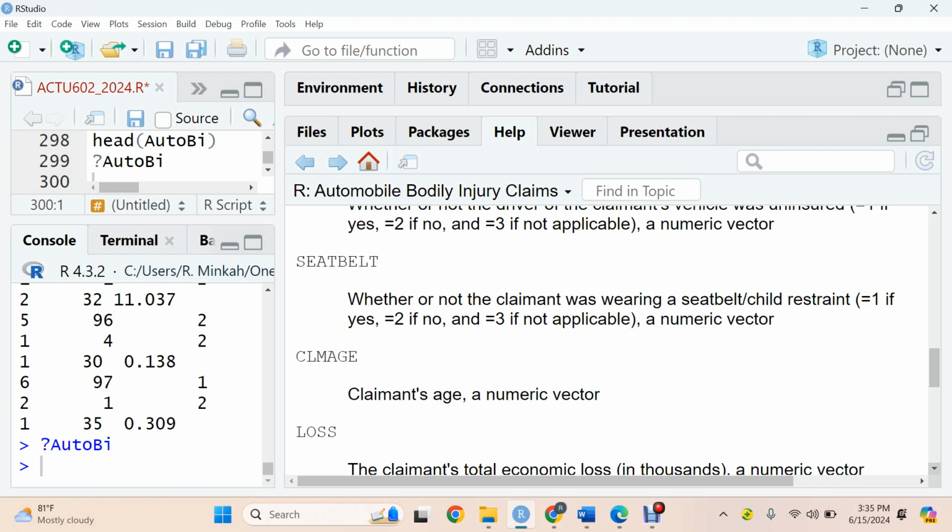Yes. Describe the loss data for this company. Then, when you are done, we want to check whether the losses, for those who have a seat belt, they say whether or not the claimant was wearing a seat belt or child restraint. 1 if yes, 2 if no, 3 if not applicable. So it means that we can check whether the sizes of the losses are different for this group. Is that okay?